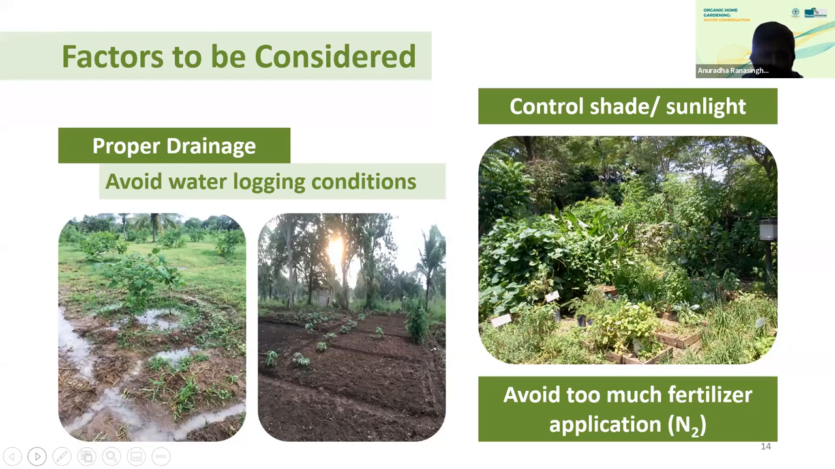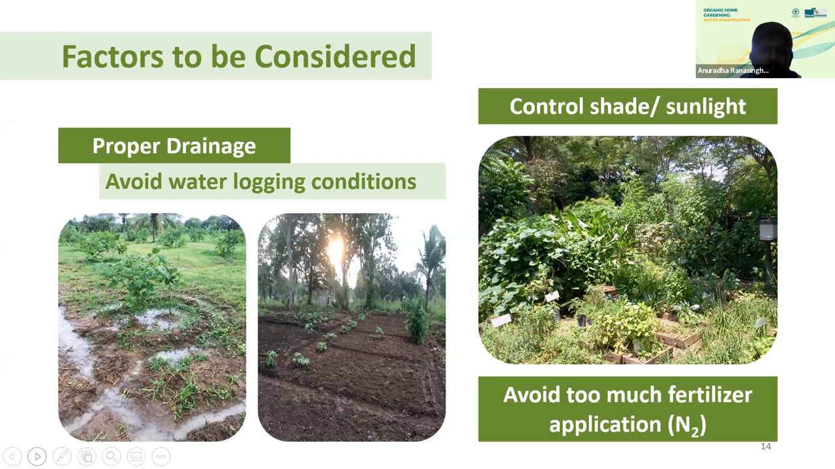So again, controlling shade or sunlight is very important because some diseases spread really fast under shady conditions, and some crops do not grow well under shady conditions. So you need to always control shade for sun loving crops or maintain shade for shade loving crops.